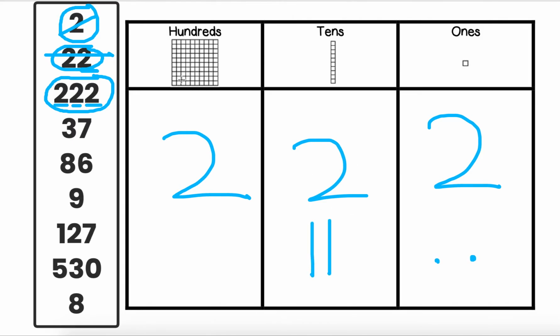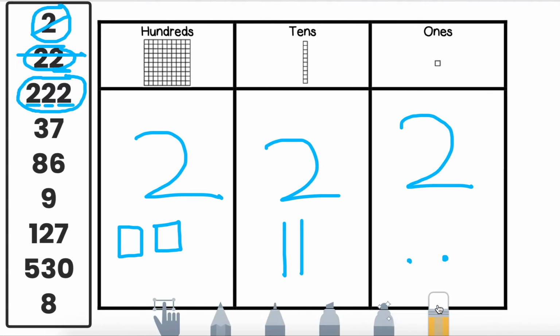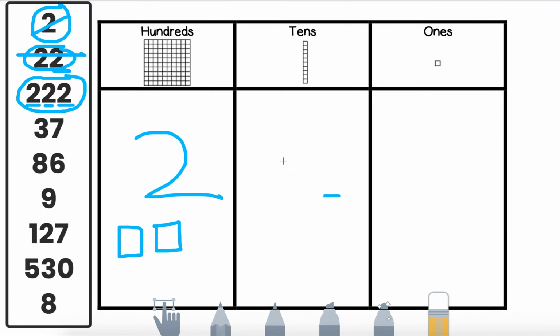And now we have some squares for my hundreds. How many squares am I going to draw? 2. I'm going to draw 2 squares because I have 2 hundreds. I have 2 tens, so I have 2 sticks. And I have 2 ones, so I have little cubes for the ones place here. So I have 2 hundreds, 2 tens, 2 ones. That makes the number 222. I'm going to grab my handy dandy eraser now, and I'm going to erase all of this so that we can get to our next example.